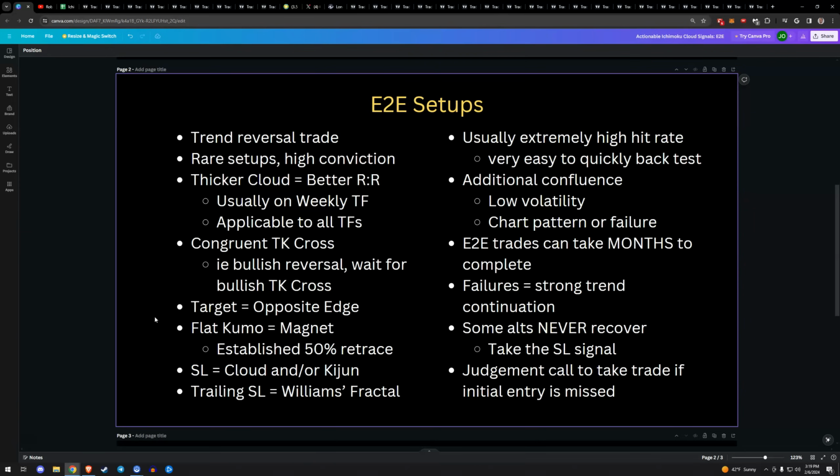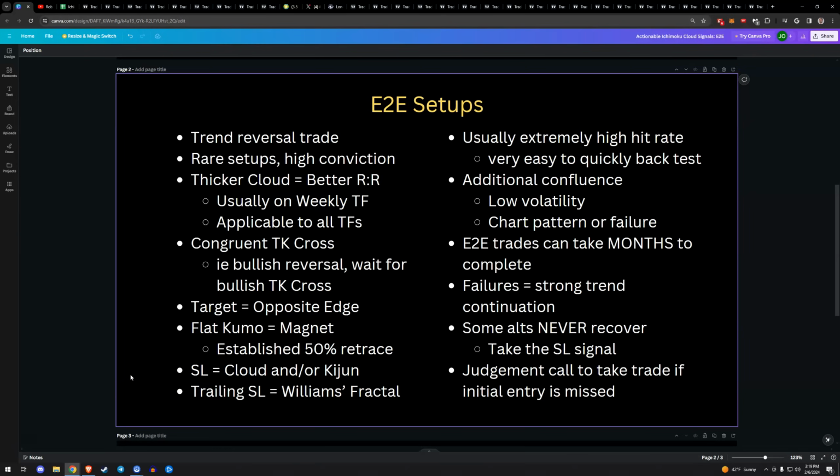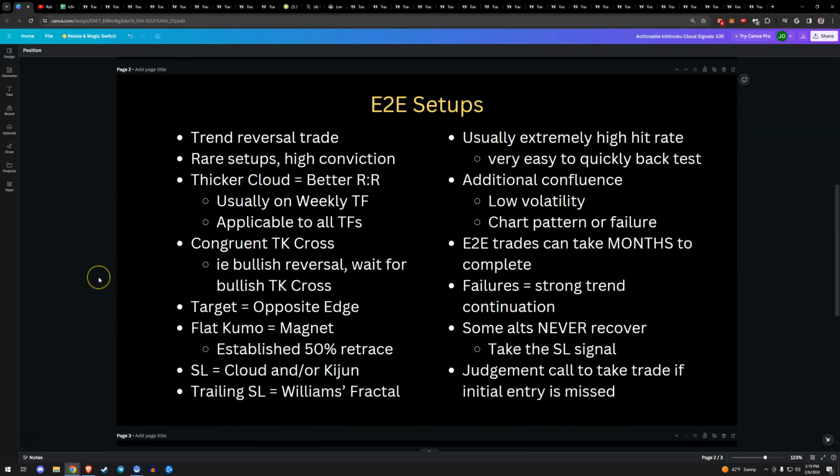Your stop loss for these trades is always the initial cloud level entry or the Kijun, depending on how late we are in the trade. I'll talk about that. You can always use trailing stop losses. Williams fractals are great for this as well, which I've talked about in different videos previously. So these usually have an extremely high hit rate.